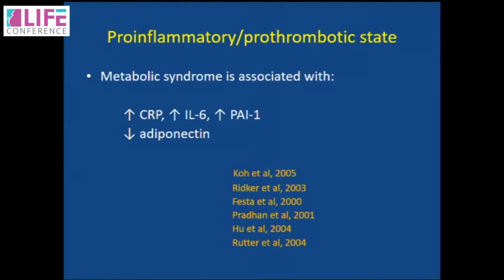The metabolic syndrome, as we all know, is associated with being a pro-inflammatory and prothrombotic state. A number of studies have shown the following associations: an increase in C-reactive protein in these individuals, an increase in interleukin-6, an increase in plasminogen activator inhibitor 1, and a reduction in adiponectin levels. A large number of studies have confirmed these associations.